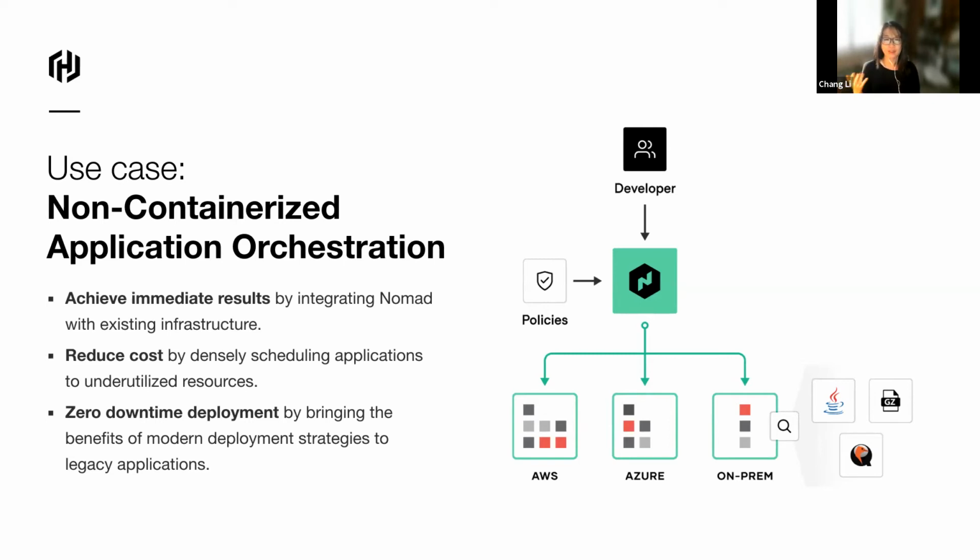So the benefit is really kind of obvious. The first benefit is about how to get immediate results. People use Nomad without containerizing or modernizing their applications. They can realize immediate benefit. These immediate benefits include reducing infrastructure costs by densely scheduling the applications through bin packing, this type of orchestrator algorithm, right? And the second key benefit is having a zero downtime deployment strategy by leveraging blue-green and canary deployment strategies offered by a modern orchestrator. These apply to non-containerized applications.